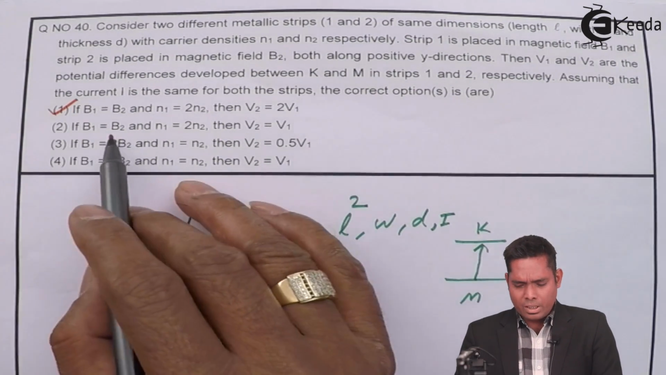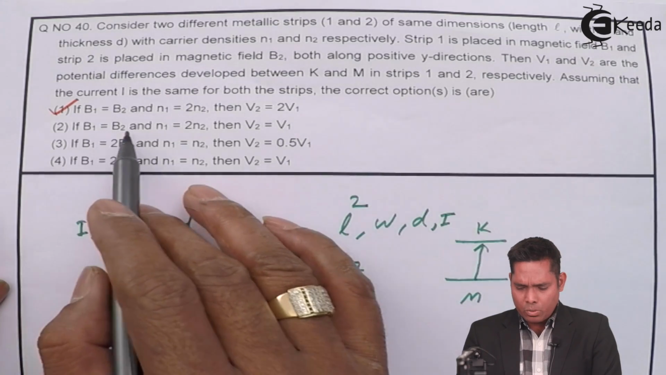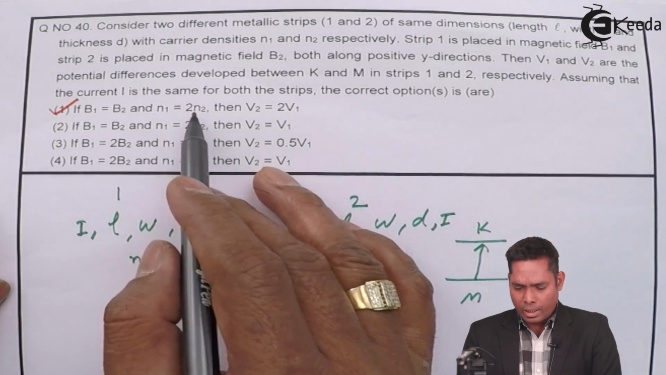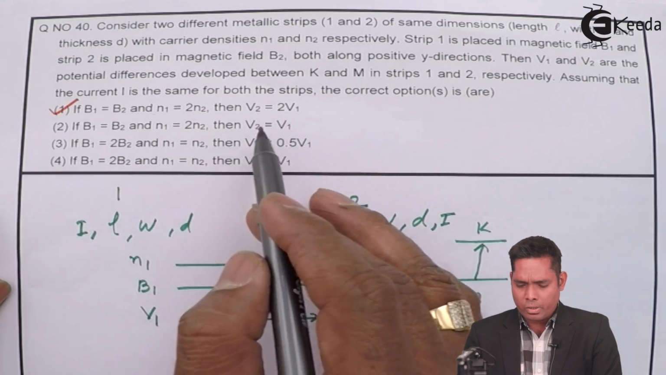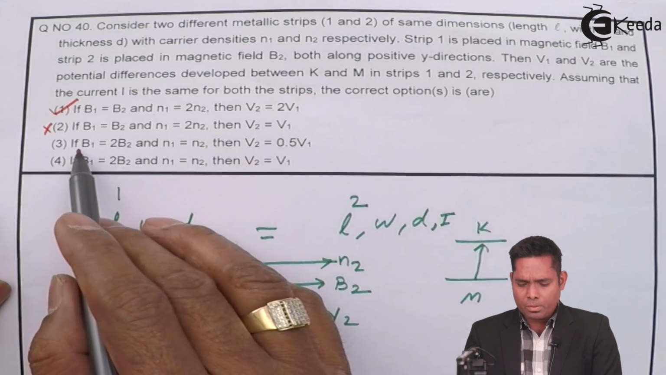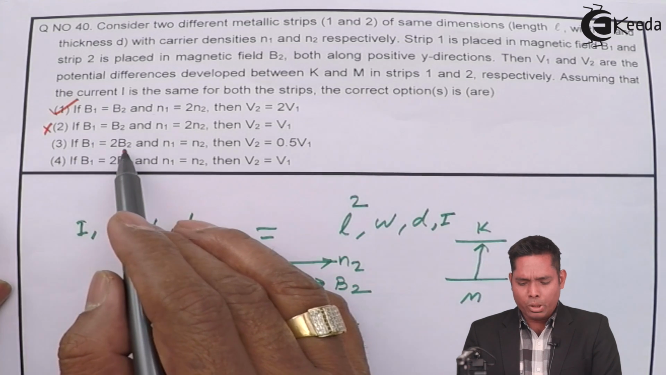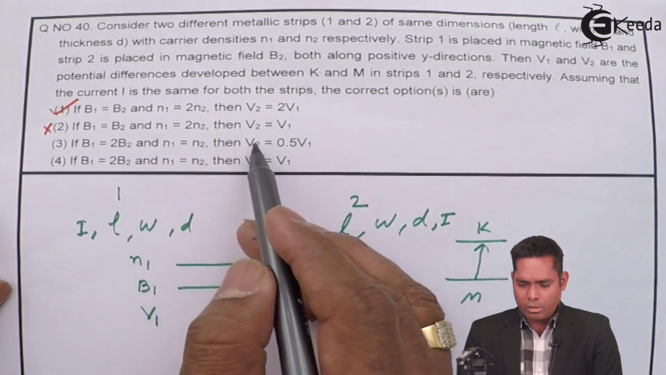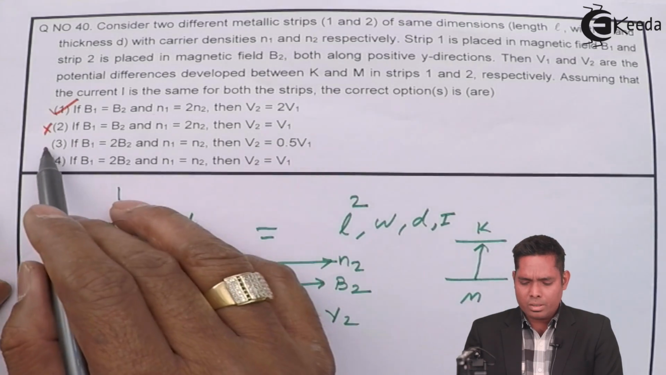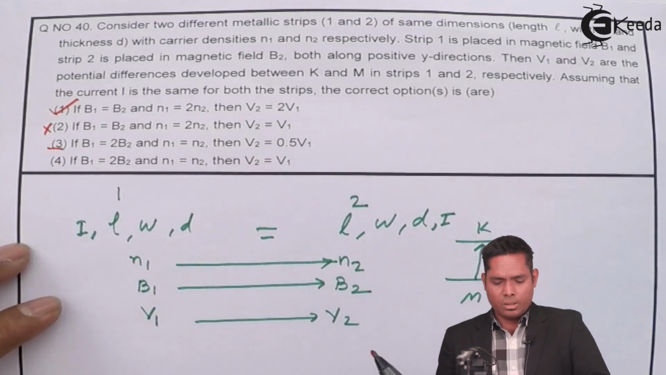Now we'll see the second option. If B1 is B2 and N1 is N2, then whether V2 is V1. No, we have already got V2 is 2V1 under these conditions, so this is wrong. So we'll check option number 3.